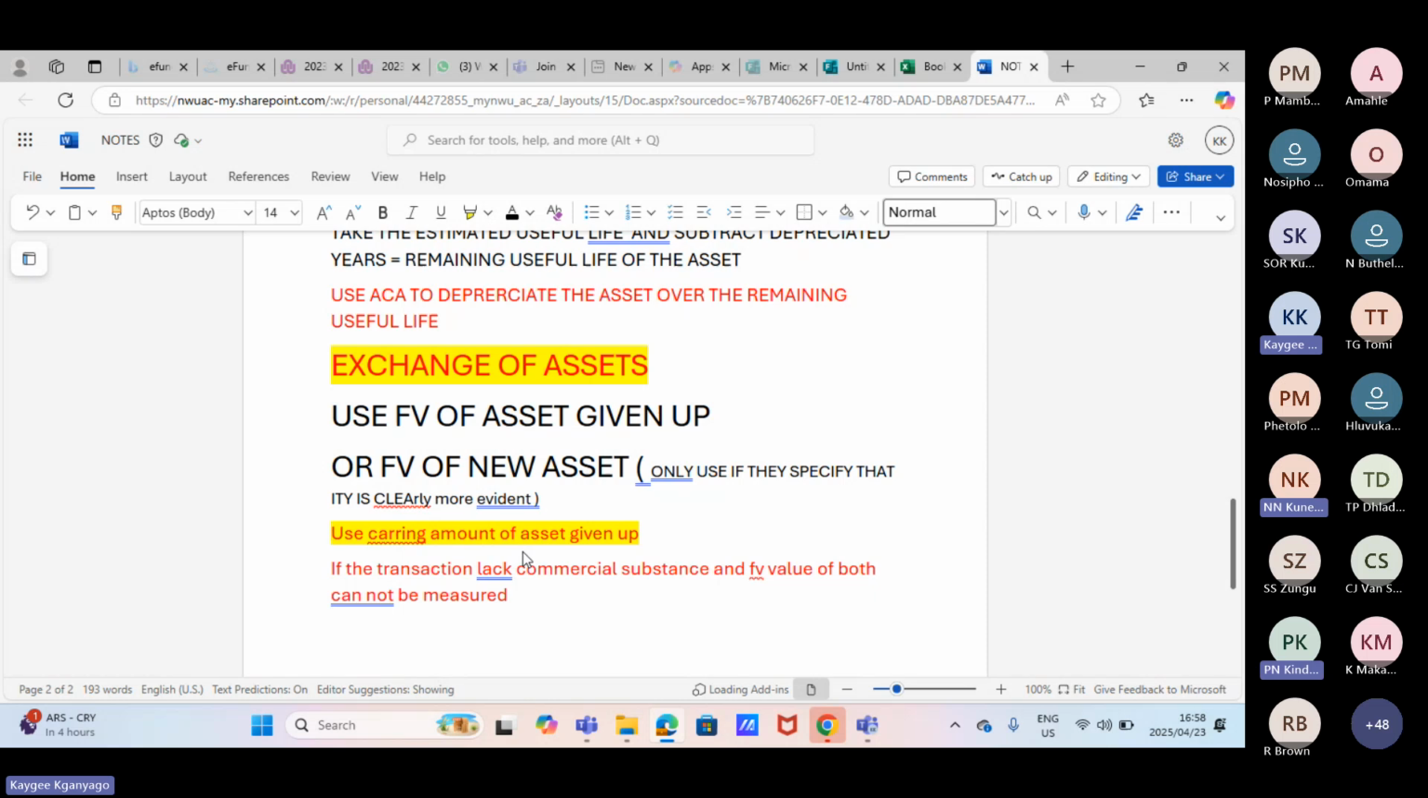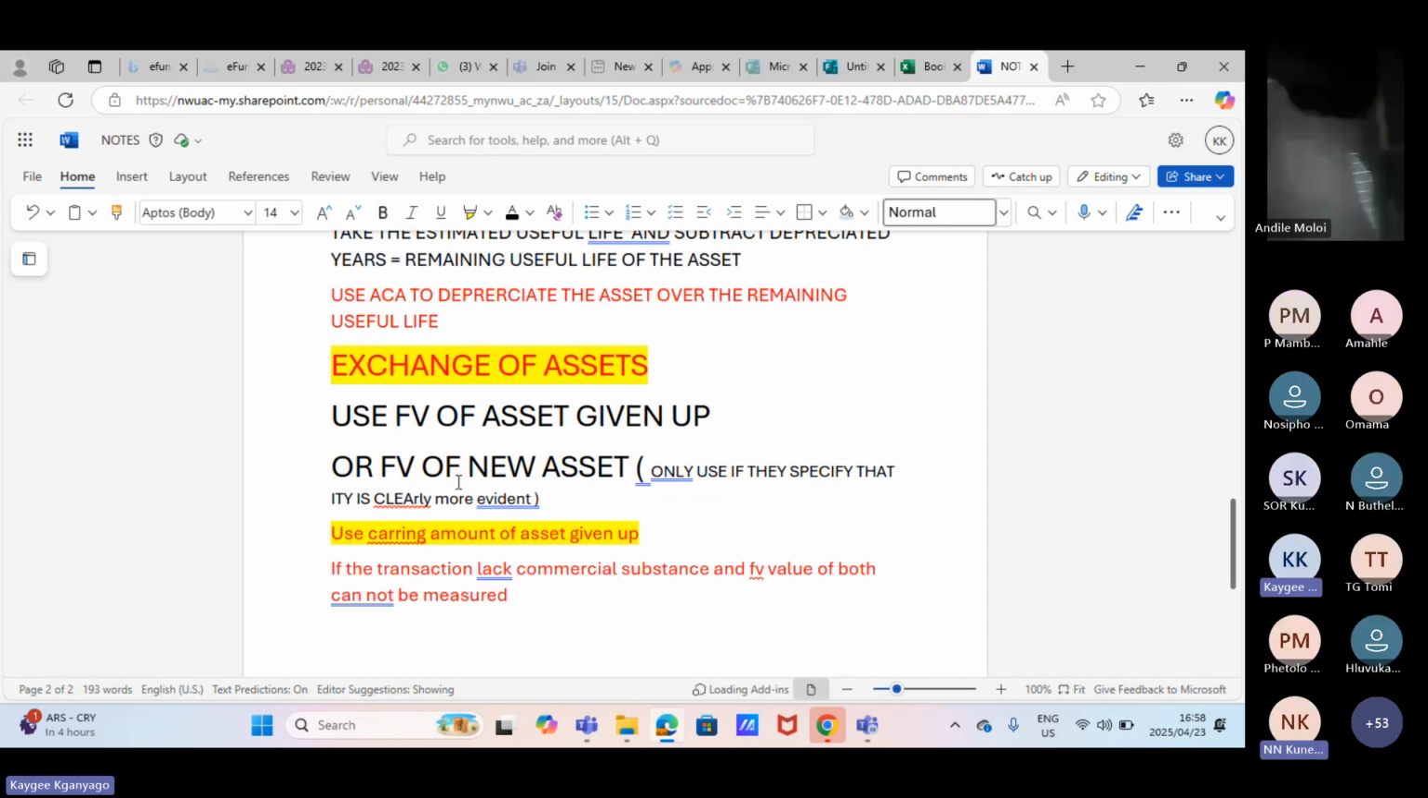Yeah, but if they give you the fair value of the asset, don't you use the first principle that you actually have? Okay, listen to my question. Ne? Let me explain this principle again. I'm saying you can only use the carrying amount of the asset if there is no commercial substance, and also the fair value of both assets cannot be measured reliably.